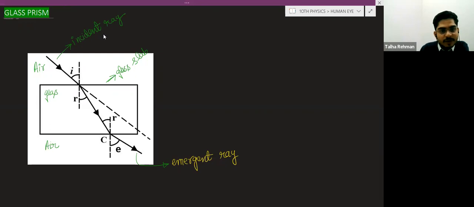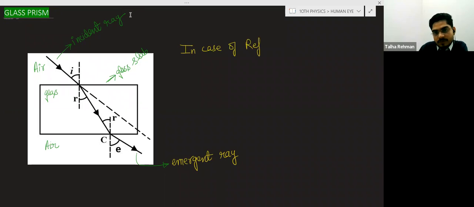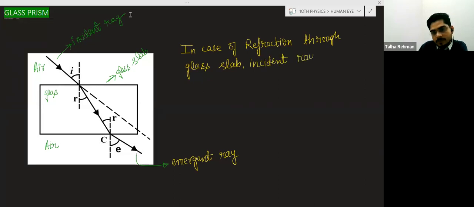So we can write here, in case of refraction through glass slab, incident ray and emergent ray are parallel.